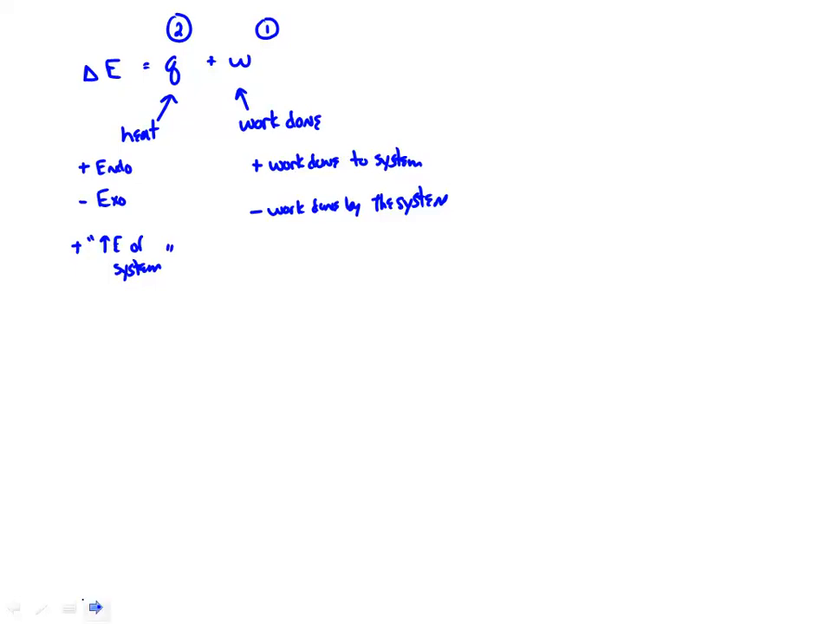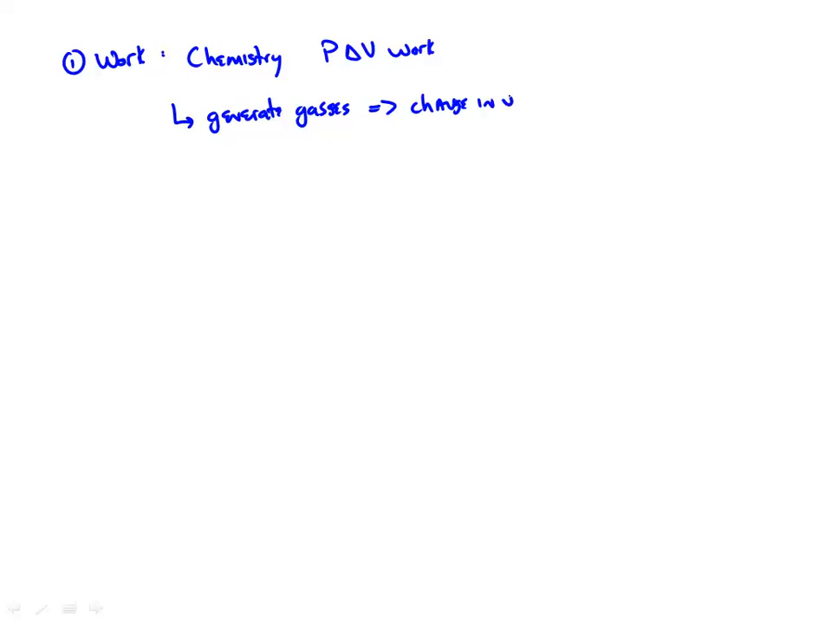So let's expand on work. For chemistry, the most important type of work is called pressure volume work, because what we see in chemistry is that we generate gases, which leads to a change in volume. So the classic descriptor for this is to consider a piston.